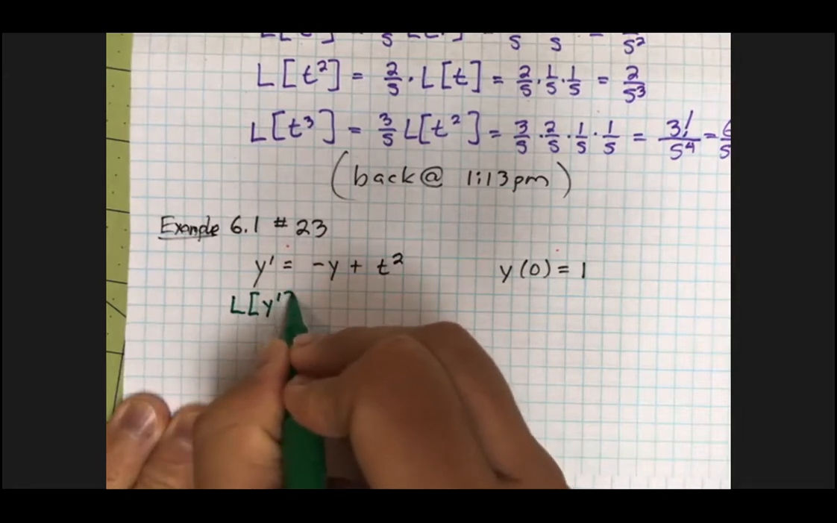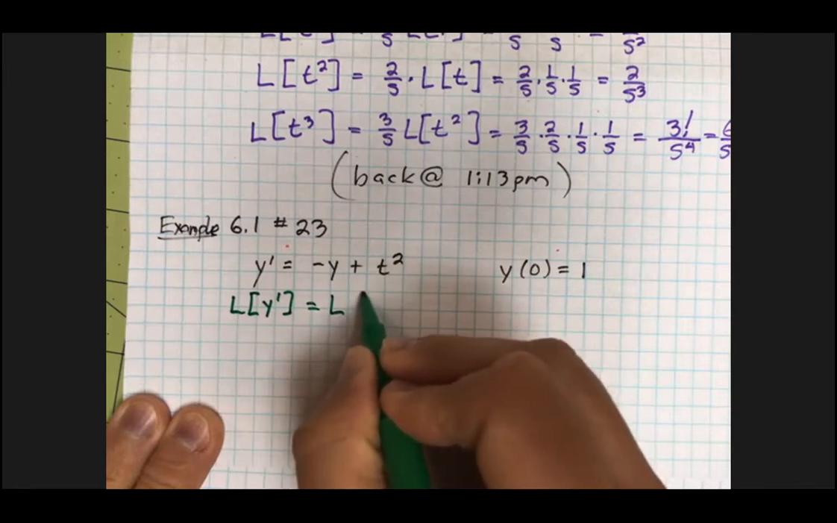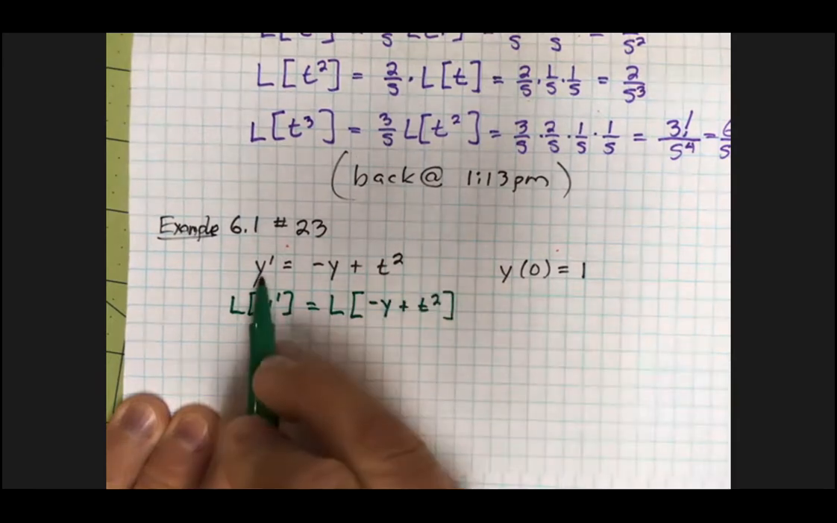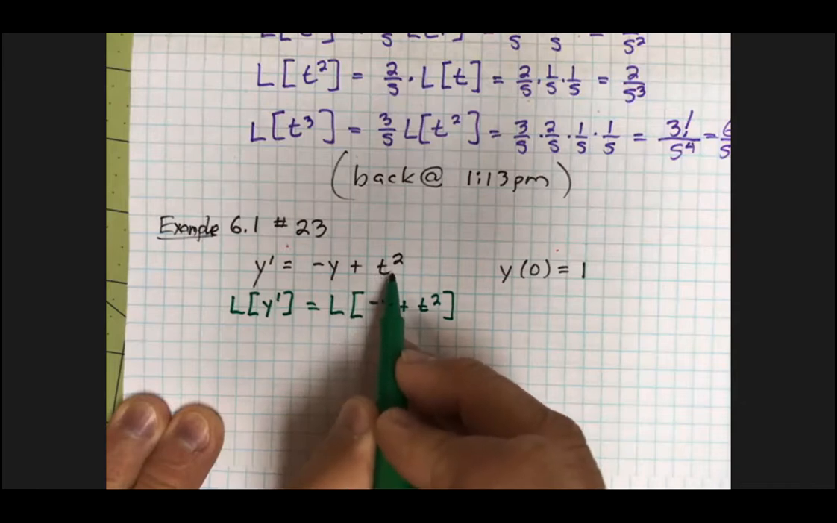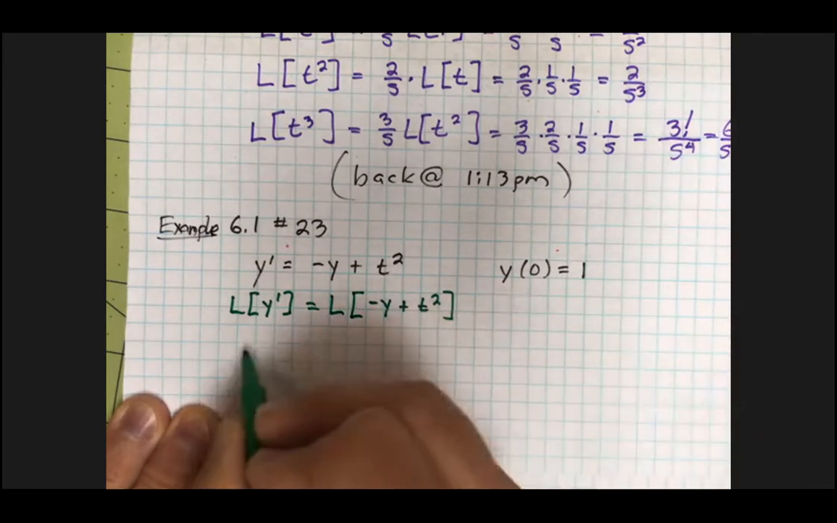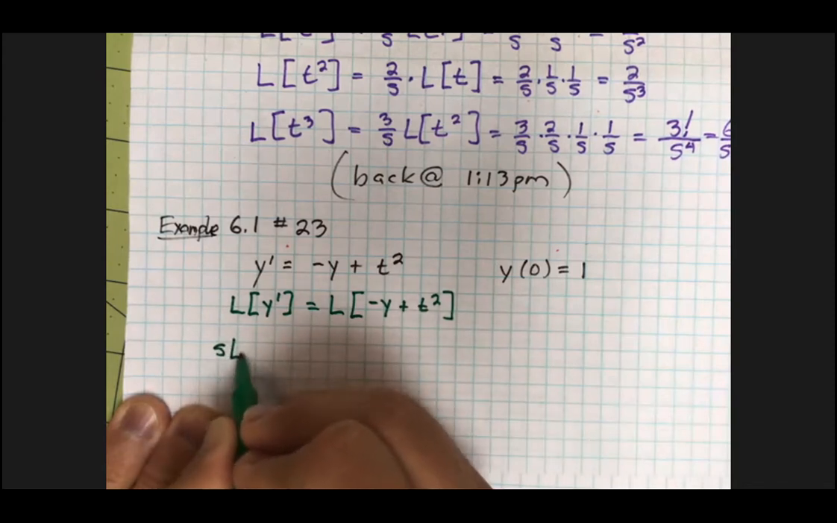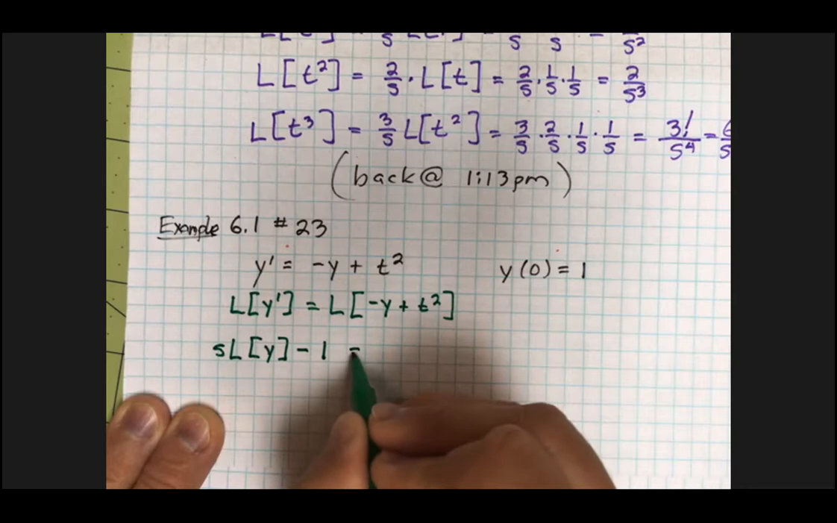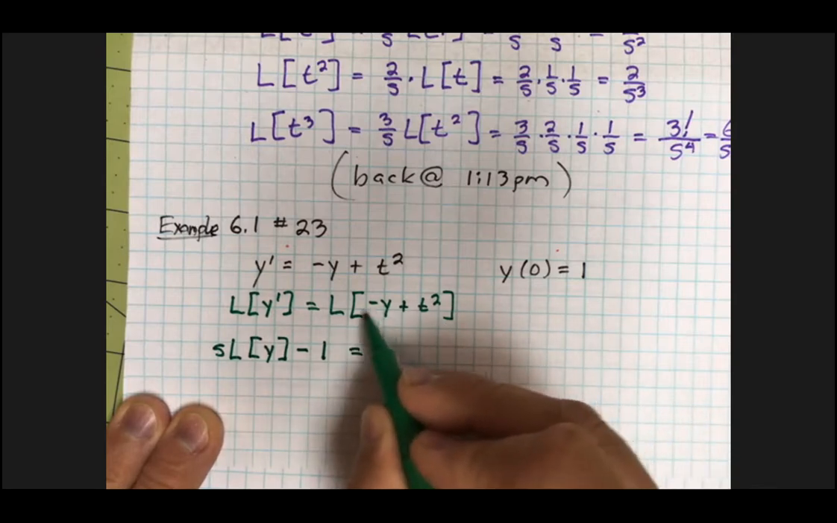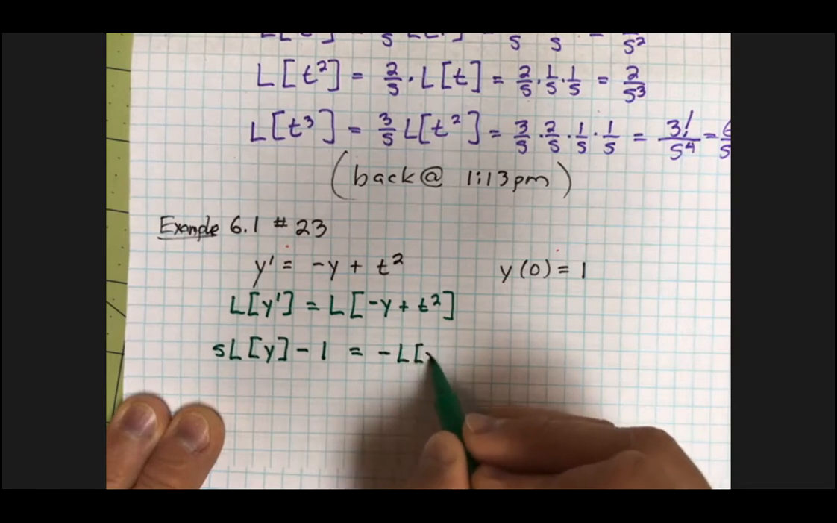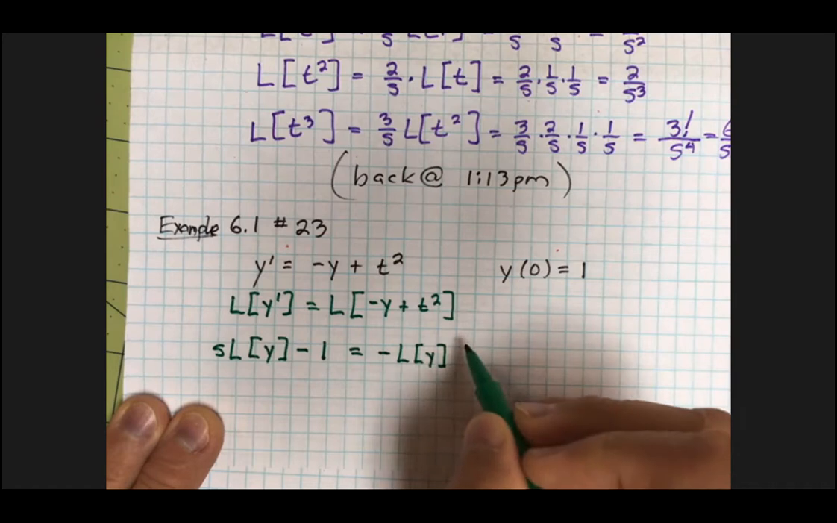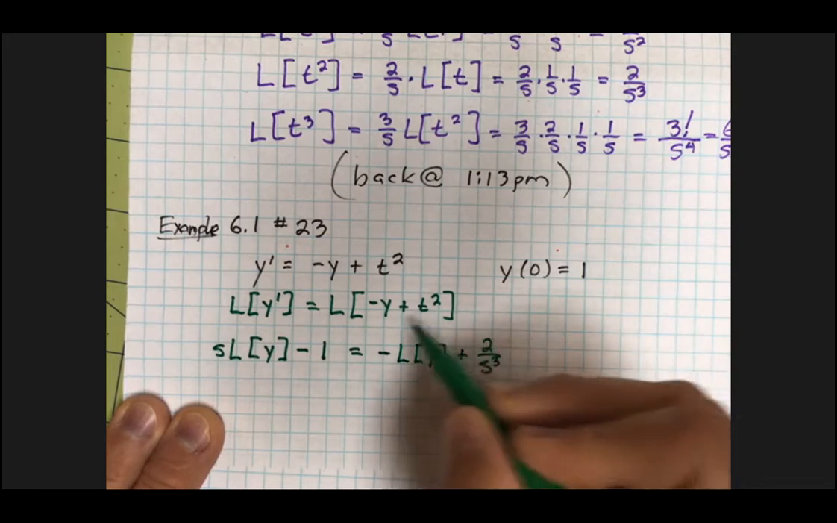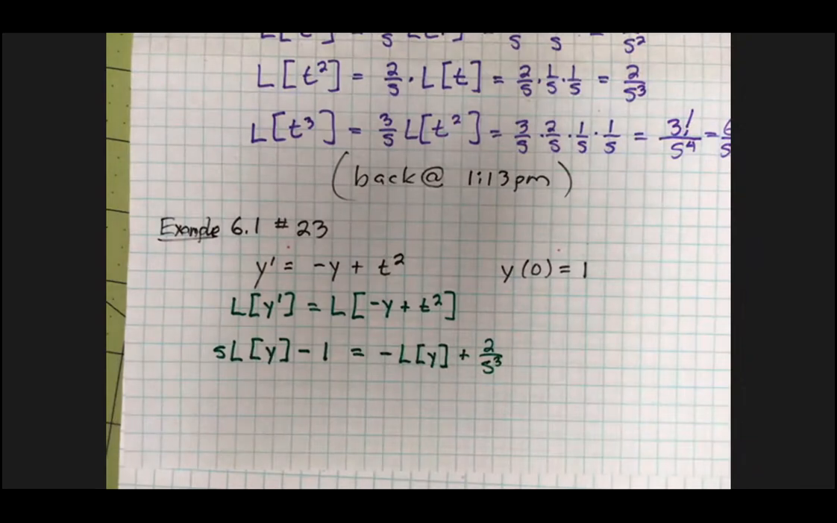I'm not going to color code this anymore. That'll slow us down. But I'm going to take the Laplace transform of both sides. You understand I could have written the Laplace transform of y prime, the Laplace transform of minus y, the Laplace transform of t squared. I could accelerate this in any way I feel comfortable. So this is sLy minus y at zero, now minus Ly, plus the Laplace transform of t squared, which we just worked out was 2 over s cubed. So I just did that directly instead of separating it first.